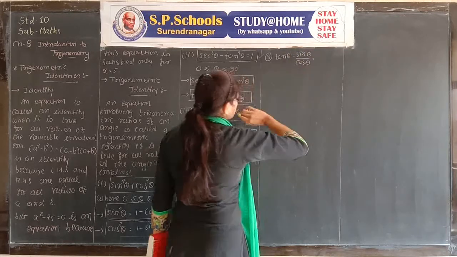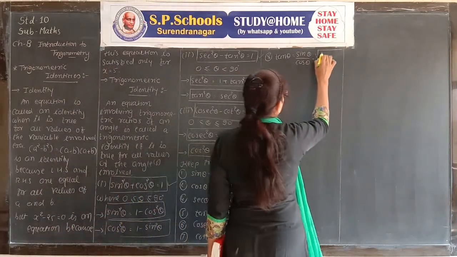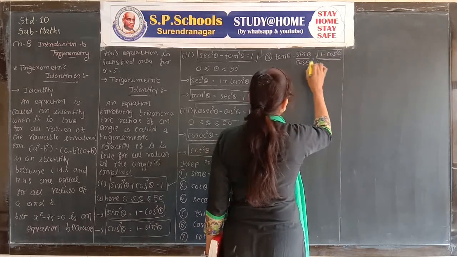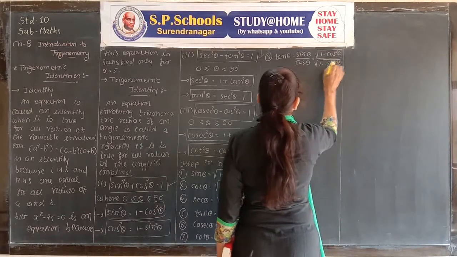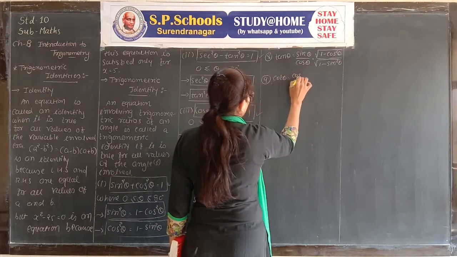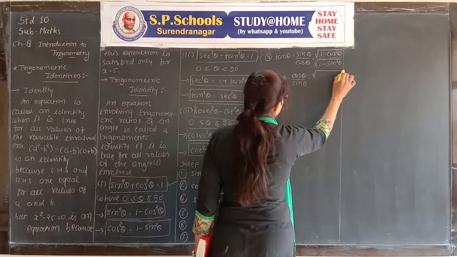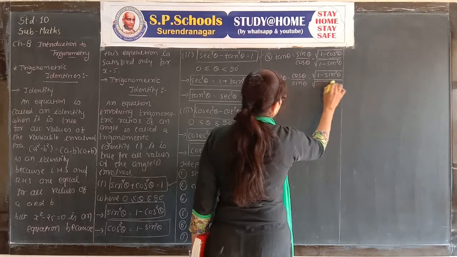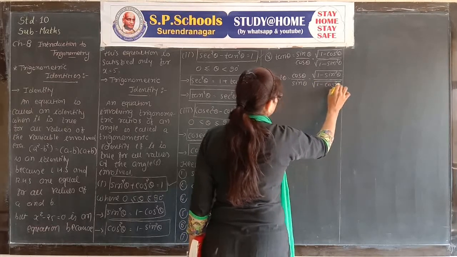is equal to, instead of sin theta, under root 1 minus cos square theta, upon under root, instead of cos theta, 1 minus sin square theta. Now for cot theta is equal to cos theta upon sin theta. As we know, cos theta is equal to square root 1 minus sin square theta upon under root, instead of sin theta, 1 minus cos square theta.